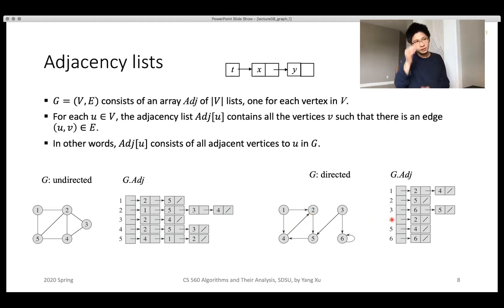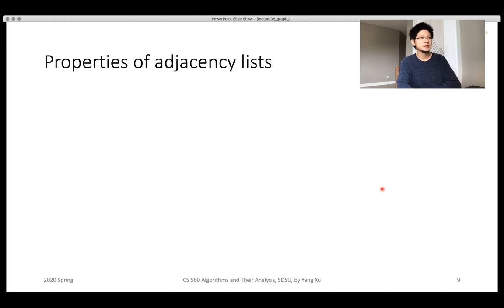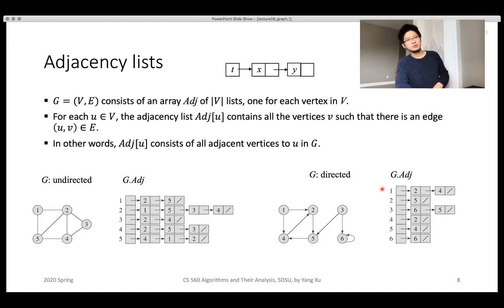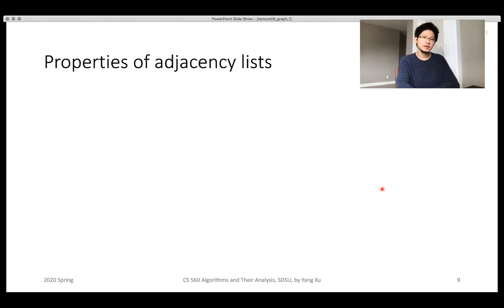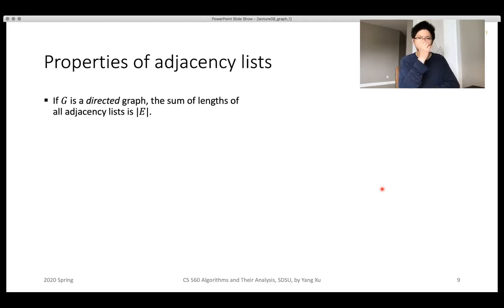So this is a very interesting difference between directed and undirected graphs. Another interesting place is vertex 6. It has a loop that connects back to itself, so 6 is an adjacent vertex of itself. So that is the adjacency list representation of a graph, and this kind of representation has some interesting properties.